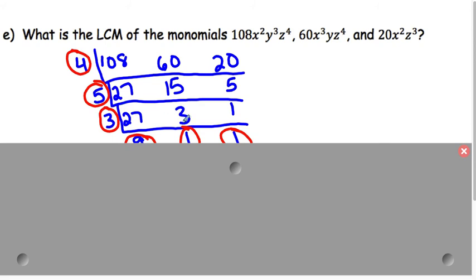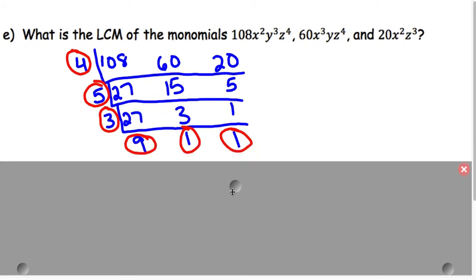15 divided by 5 is 3. 5 divided by 5 is 1. So I'm left with that. And then I recognize that 27 and 3 are both divisible by 3, so I took a 3 out. 27 divided by 3 is 9. 3 divided by 3 is 1. And again, this 1 divided by 3 gives me a decimal, so I bring that 1 down.